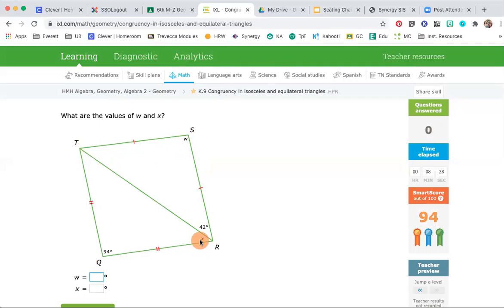The way you would set that up in an equation, you would have x plus 94 equals 180. And you would also have w plus 42 plus 42 equals 180. And you would just work the two triangles separately.